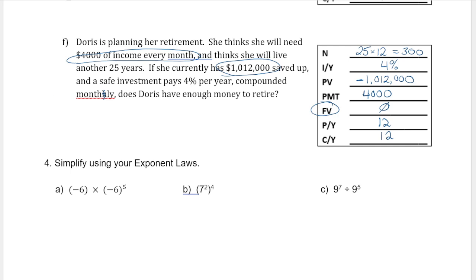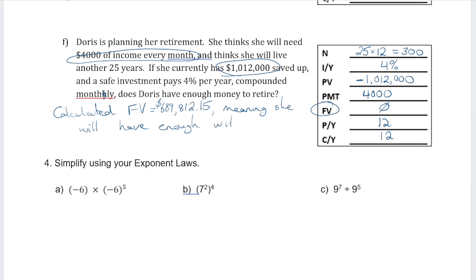So you could say the calculated FV is $689,812.15, meaning she will have enough with plenty to spare.